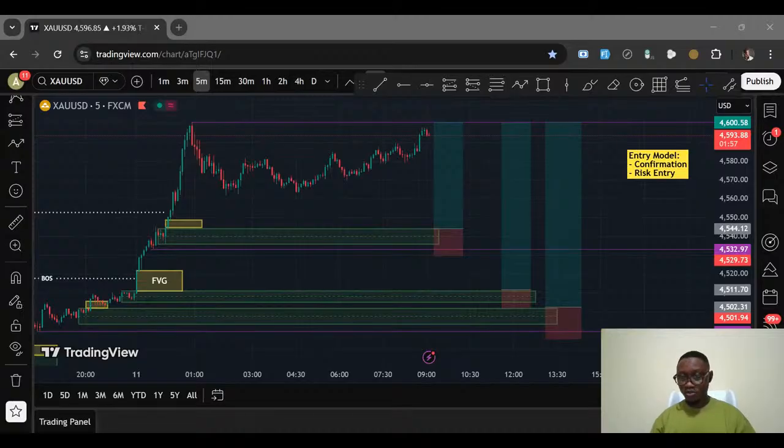You can either use risk entry or confirmation entry. And again, I use risk entry at extreme zones. Okay, these are extreme zones like I mentioned previously.